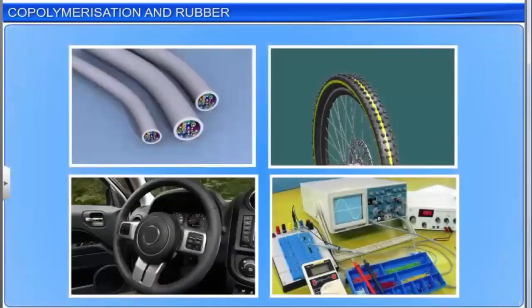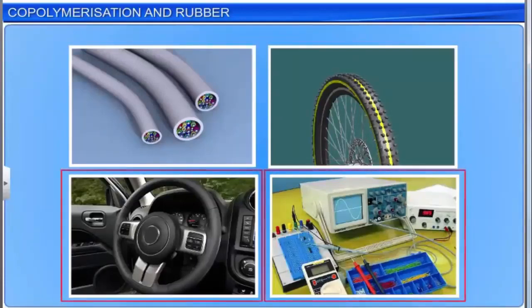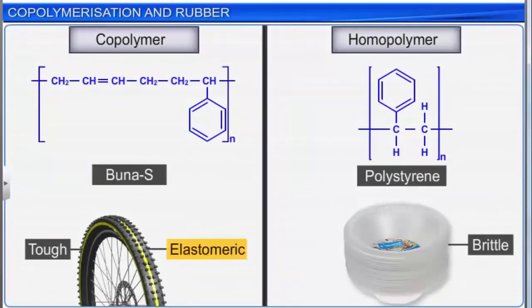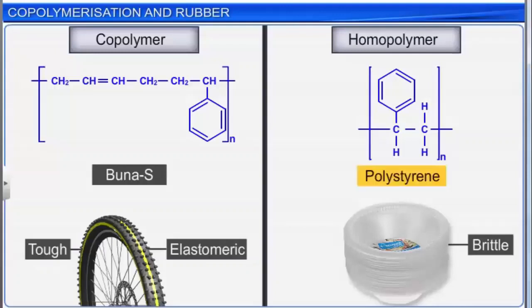Let us now understand how the properties of a copolymer differ from that of a homopolymer with a suitable example. BUNA-S, a butadiene-styrene copolymer, is elastomeric and tough, as in this bicycle tire. In contrast, polystyrene, a homopolymer, is brittle.